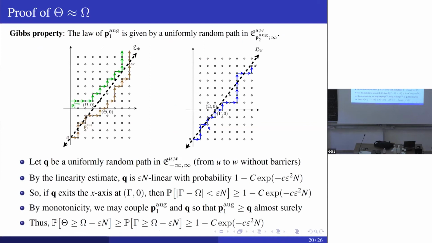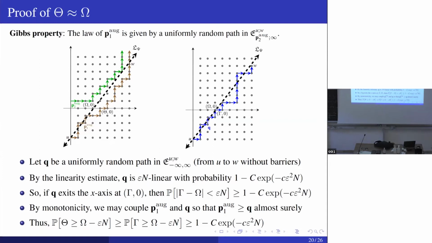Okay, so now how does that help us? I'm going to use the monotonicity to bound this theta above and below. To bound this theta below, I'm going to let Q be a uniformly random path that starts at U and ends at W and doesn't have any boundary conditions. This is just a free random walk. That's this blue curve over here. It's just a free random walk conditioned to start at U and end at W.